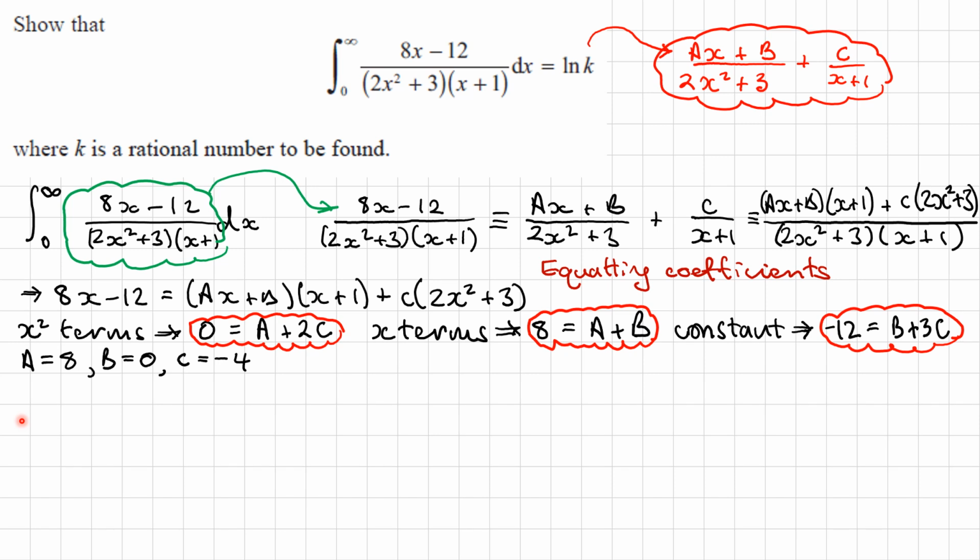So now I can rewrite the integral as these partial fractions. So the limits are still 0 and infinity. I'm now going to write this in this form. Okay, so I've got a is 8, b is 0. So basically I'll get 8x over 2x squared plus 3, because b is 0. And then since c is negative 4, it's going to be minus 4 over x plus 1. So this is now the integration that I need to do.